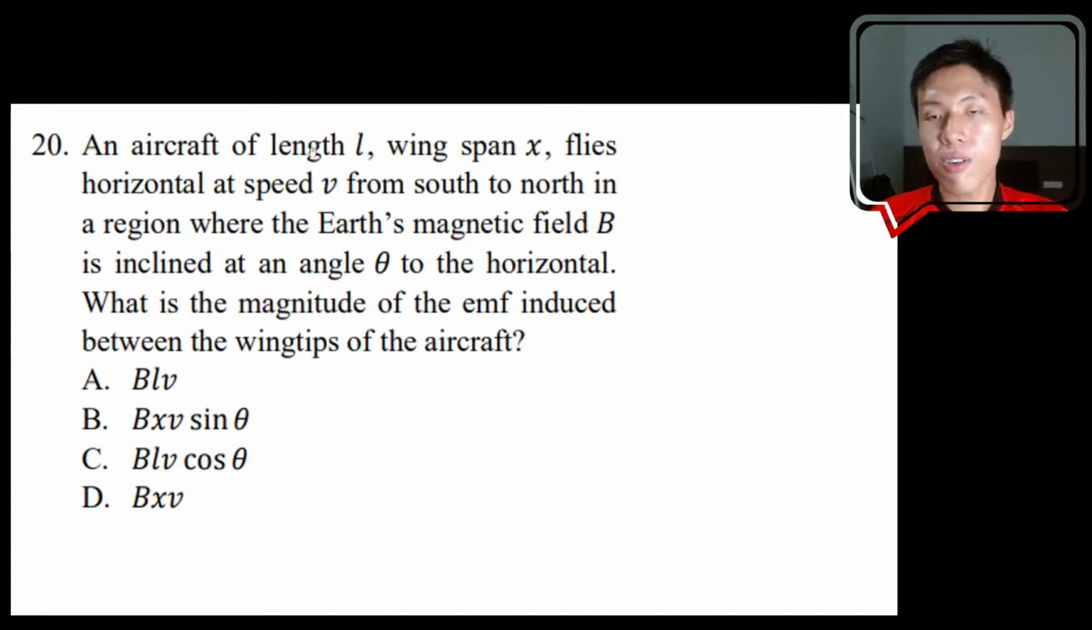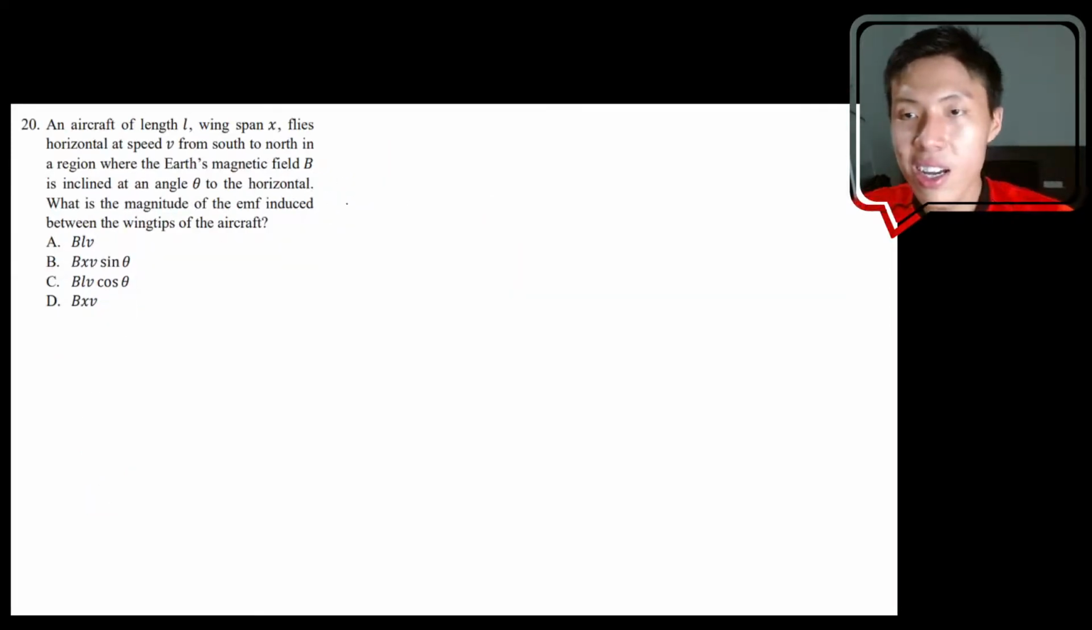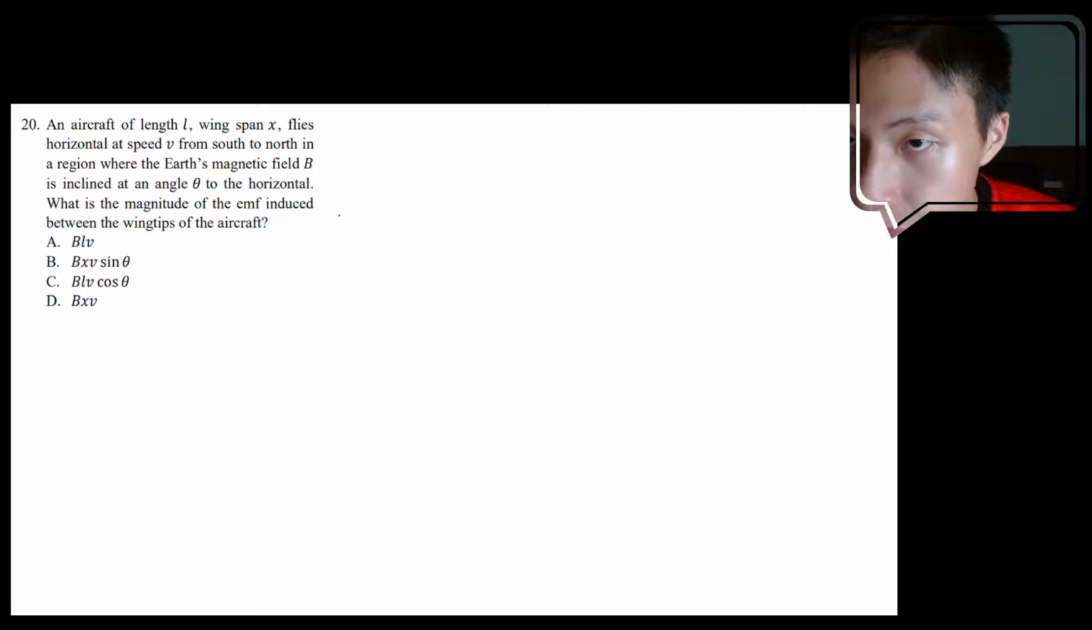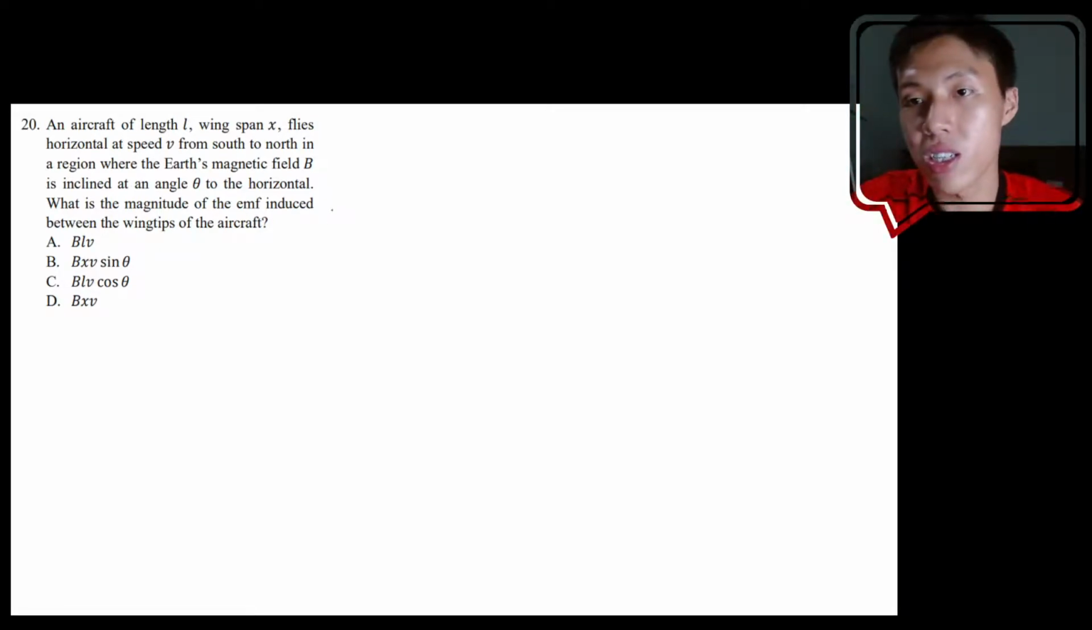An aircraft of length L, wingspan x, flies horizontally at a speed v from north to south in a region where the Earth's magnetic field B is inclined at an angle of theta to the horizontal. Wow, this is a long sentence. You can imagine the situation like this.